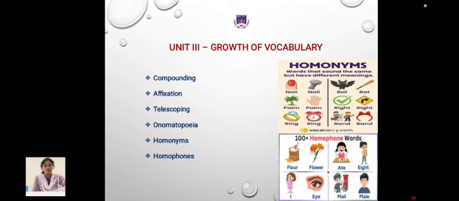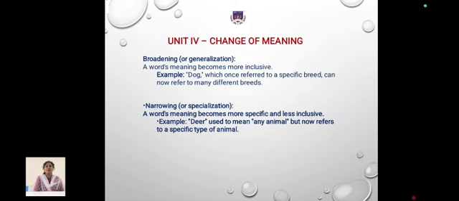And next one, Unit 4. In Unit 4, when the vocabulary has developed, how the meaning changes. For example, how it goes from general to specific. If you see the first one, generalization, in those days they used the word dog to refer to a particular breed, but nowadays it refers to the common breeds, that is called generalization.